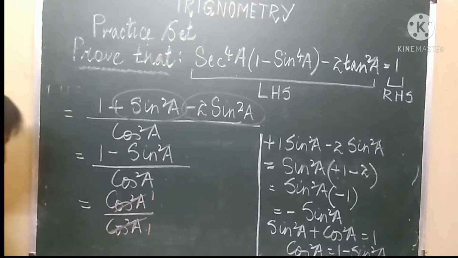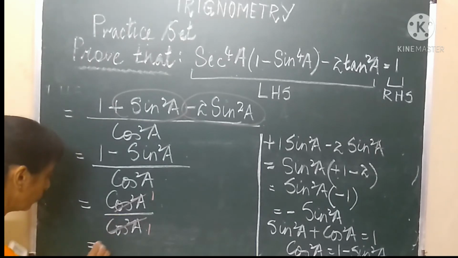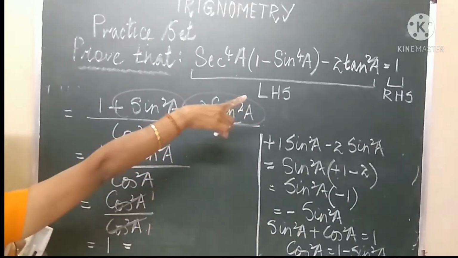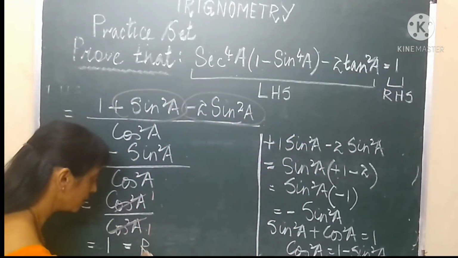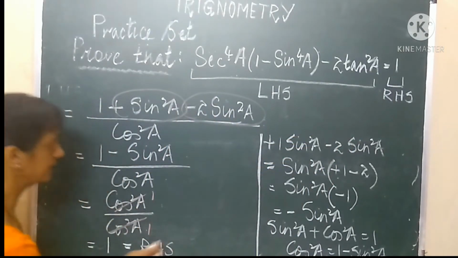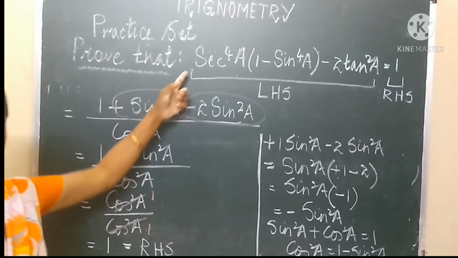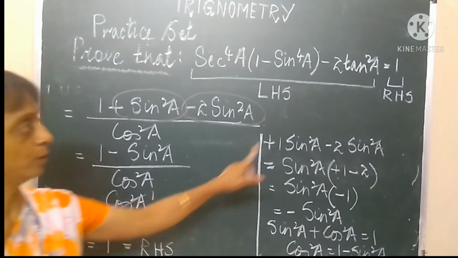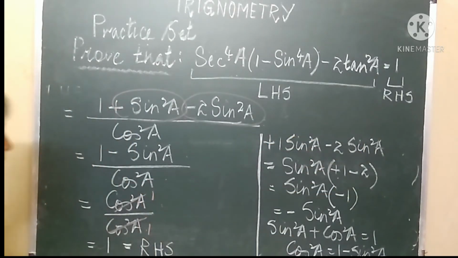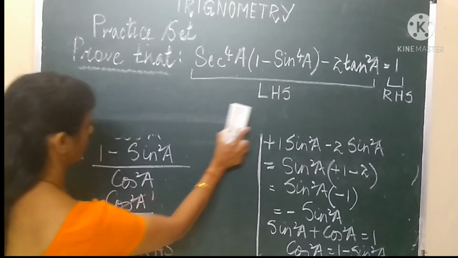1's up. So we are left with only 1, which is equal to the right hand side. So we have proved, children, that starting with the left hand side, we were able to reach a simplified step where the answer is tallying with the right hand side in the given problem.